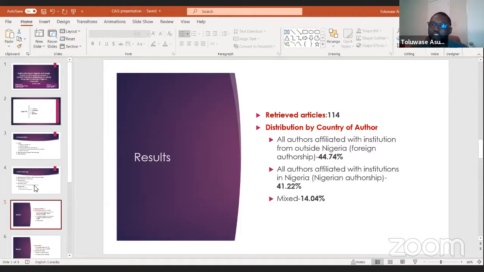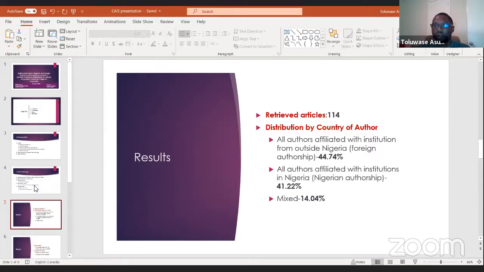All authors affiliated with institutions from outside Nigeria I categorized as foreign authorship, papers where all authors are affiliated with institutions in Nigeria as Nigerian authorship, and papers in which some authors are from Nigeria and some from outside Nigeria as mixed. So what I found out was that it appears there is more interest outside Nigeria than in Nigeria on the languages.